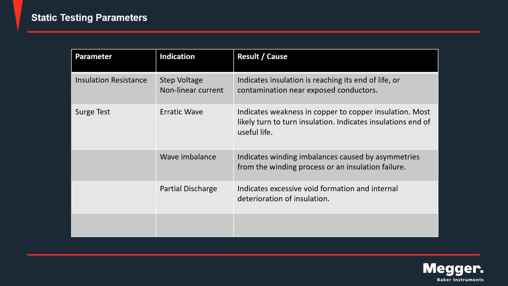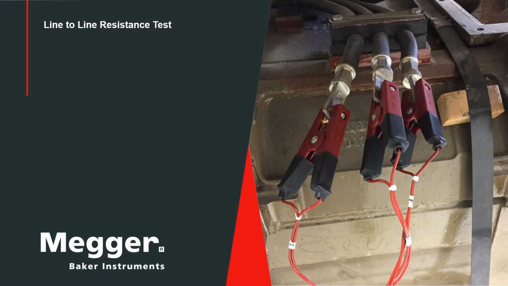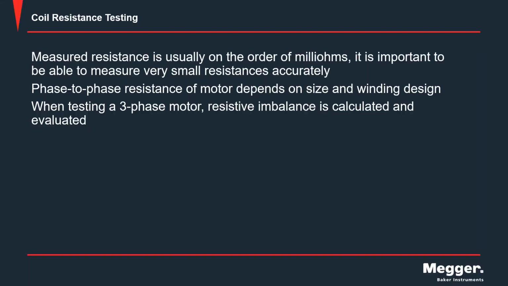So we're going to quickly run through these tests, and I'm sure I'm going to raise more questions than I answer as I move through them. The first one I want to talk about is the line-to-line resistance. Measured resistance is usually in the order of milliohms, so it's vital that we're able to measure very small resistance accurately. We're looking at the phase-to-phase resistance of a motor, and it depends on the size and design of that winding.